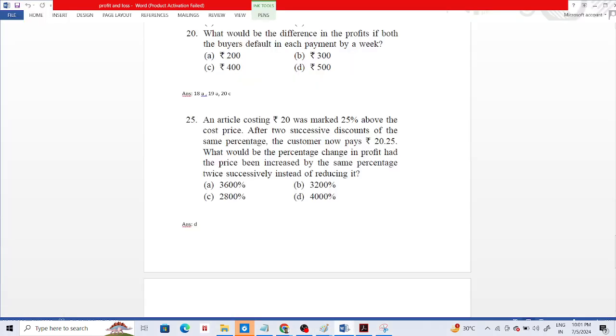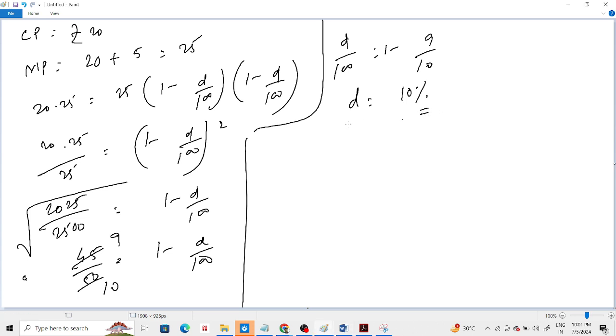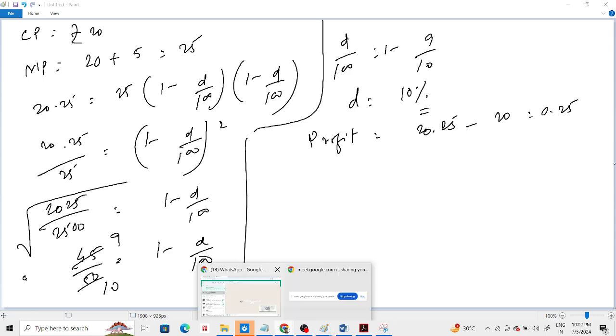Okay, now it is asking what could be the percentage change in profit. So if he is giving D% discount, then what is the profit? At this condition, what is the profit? Profit is SP minus CP. What is the SP? 20.25 minus the CP, 20. That is going to be 0.25. This is the profit that he is earning, only 25 paise.